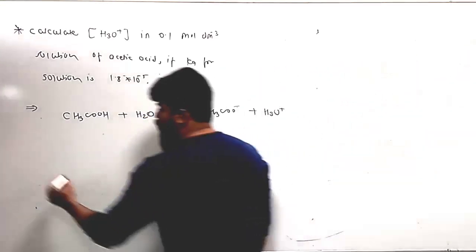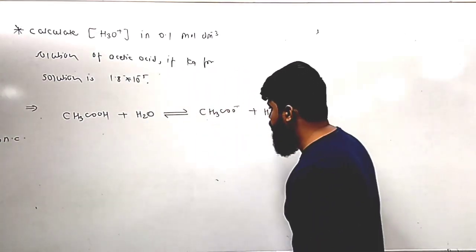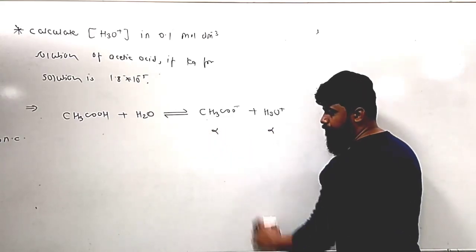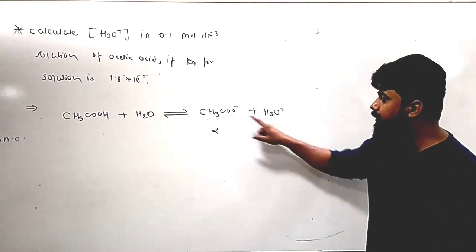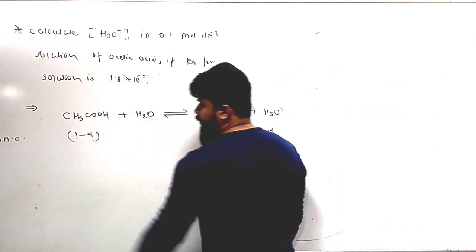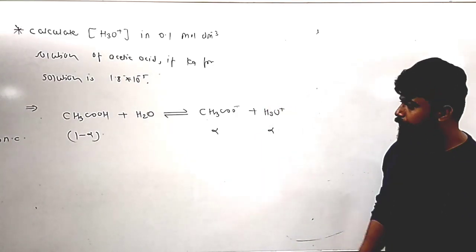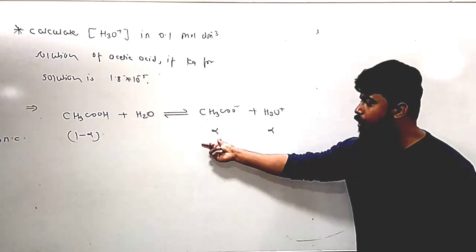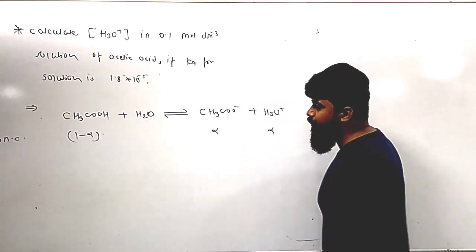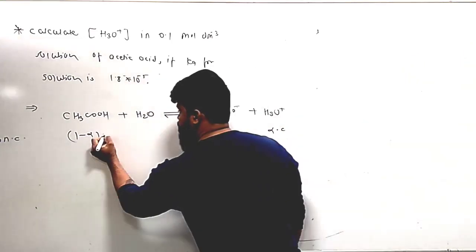Now, the concentration of all the terms at equilibrium. Suppose at equilibrium, alpha is the degree of dissociation. For the acid, the concentration left behind is 1 minus alpha. This is a similar kind of expression we discussed in the Ostwald dilution law. Out of the given amount, alpha is dissociated, so left behind is 1 minus alpha. So if you want to find out the concentration, we are going to multiply this by C.